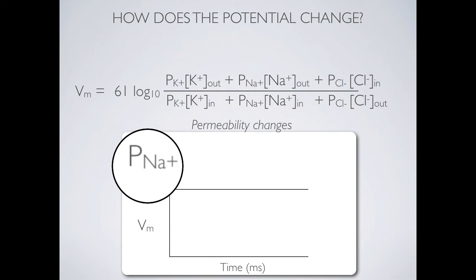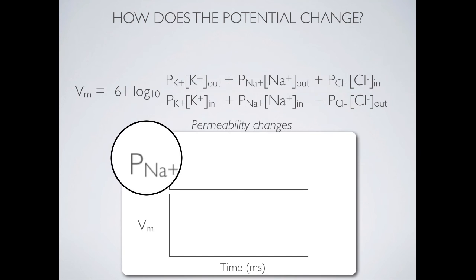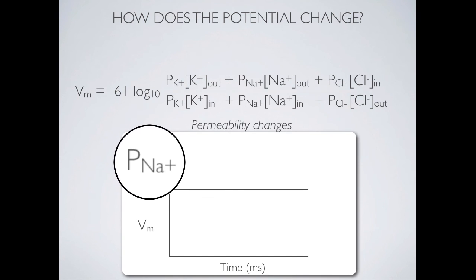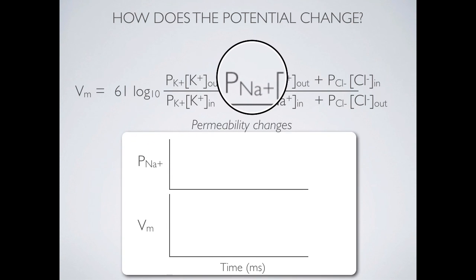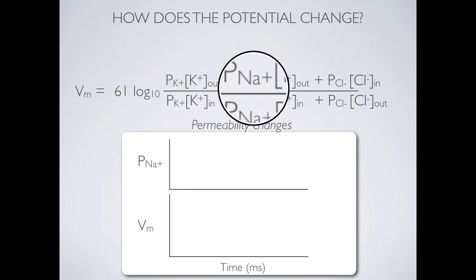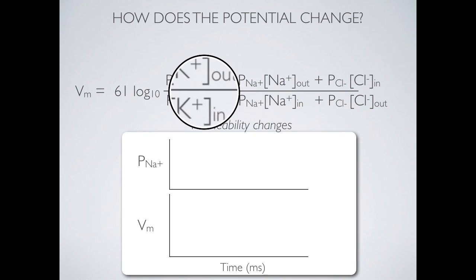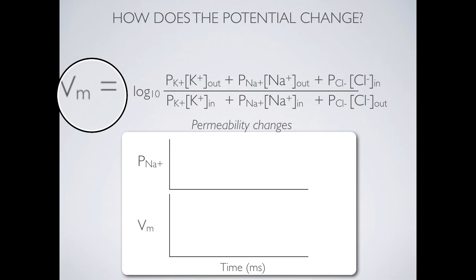Okay, and so sometimes one of those variables influences another one of those variables, and that's the case here, where we're going to impose changes in permeability of sodium. So again, that's up here in the Goldman equation. That's what we're changing. And then we're asking the question, well, how does it affect this, the membrane potential, the stuff on the left-hand side of this equation?